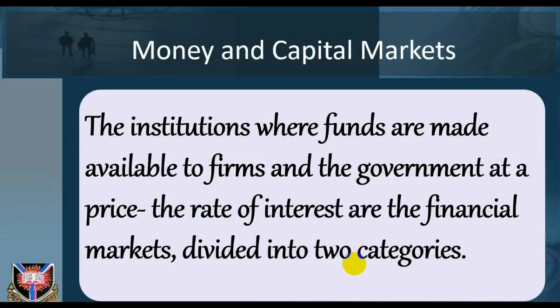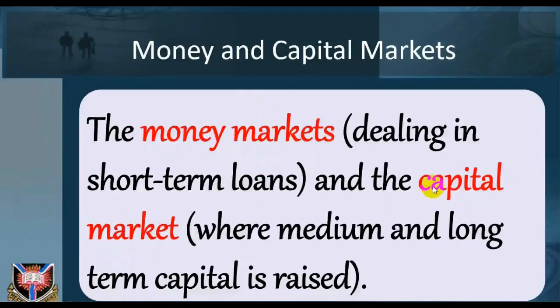Nevertheless, financial markets can be classified into two broad groups: the money market, dealing in short-term loans, and the capital market, where medium and long-term capital is raised. It must be stressed that neither the money market nor the capital market is a formal organization where buyers and sellers meet regularly in a particular building to transact business. Instead, they are merely a collection of institutions which are connected, in the case of the money market, by dealing in bills of exchange and short-term loans. In the case of the capital market, it is through channeling medium and long-term finance to those requiring it.